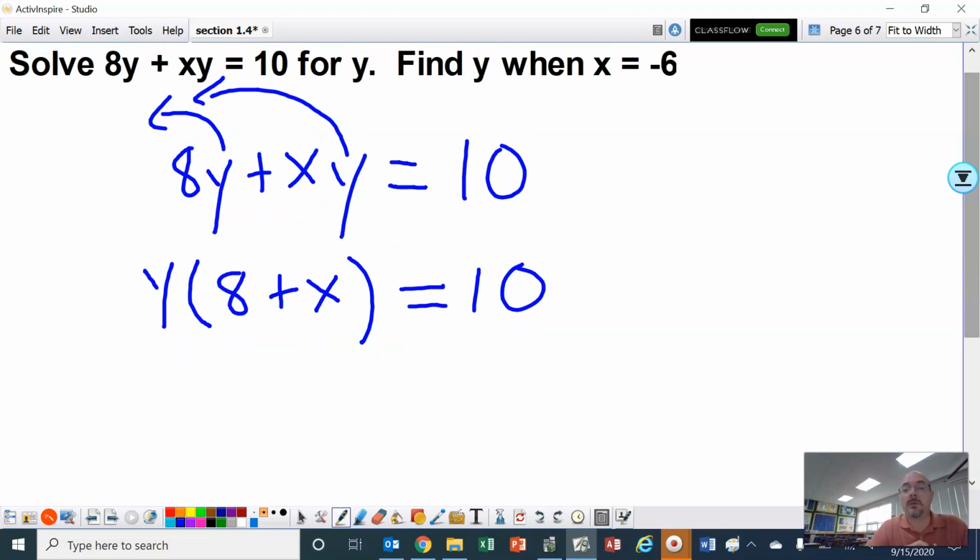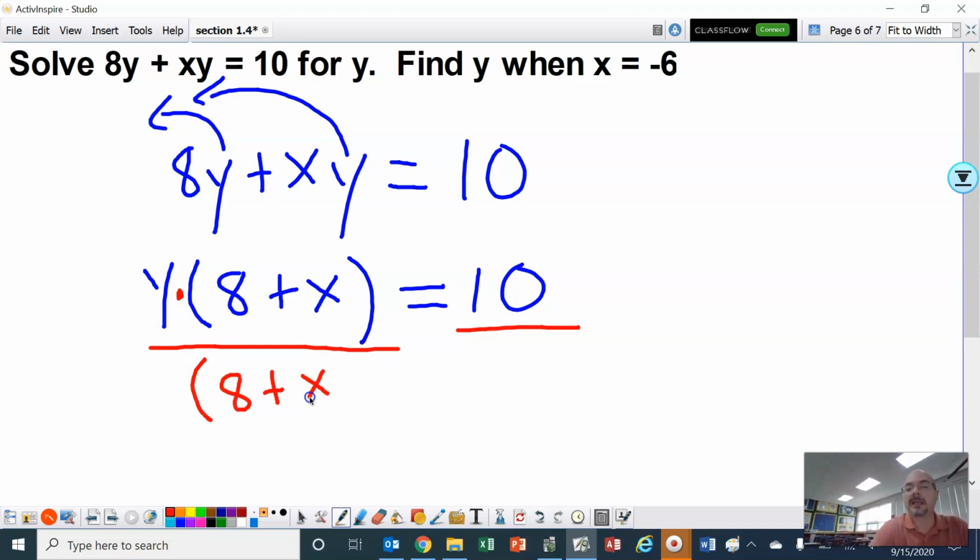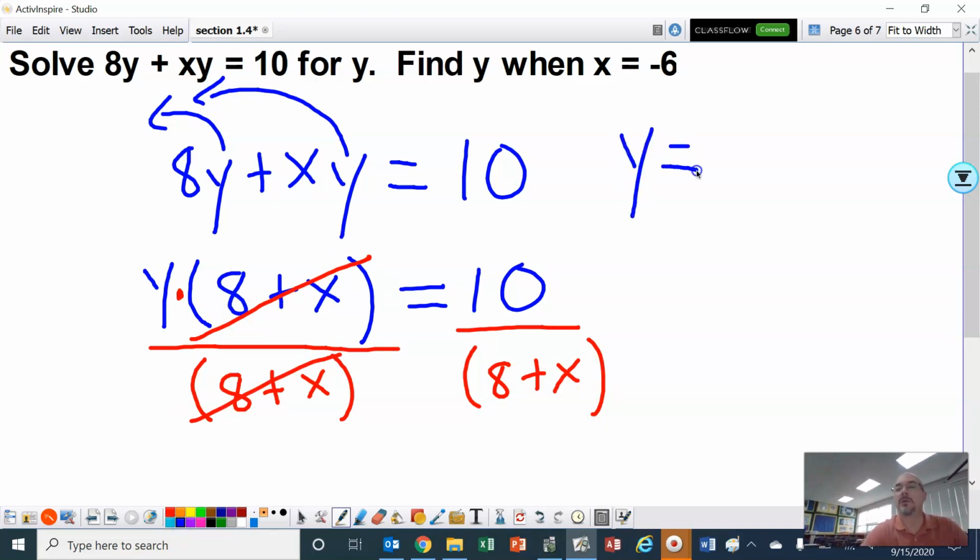Now our goal is to get y by itself. Okay, well, wait a minute here. Let's see, it says y times 8 plus x all together. Well, oh, that's a times sign right here. So that means to get rid of the 8 plus x, I can divide both sides by 8 plus x all together because they're grouped in the parentheses. So now they cancel on the left side, and we have y equals 10 over 8 plus x.